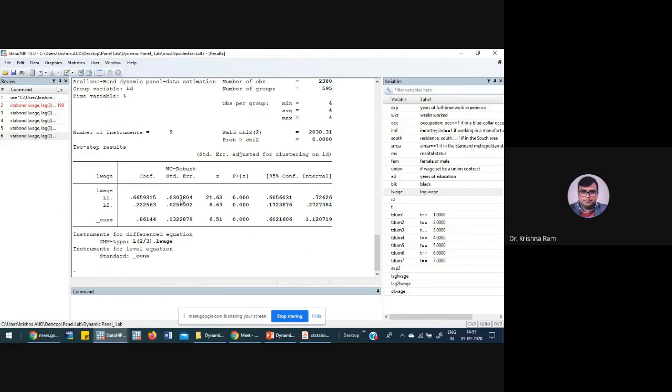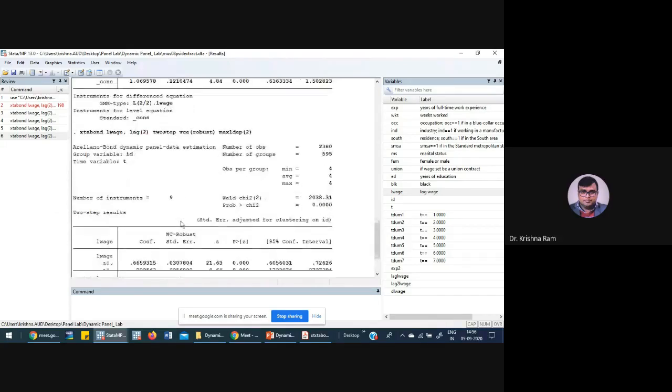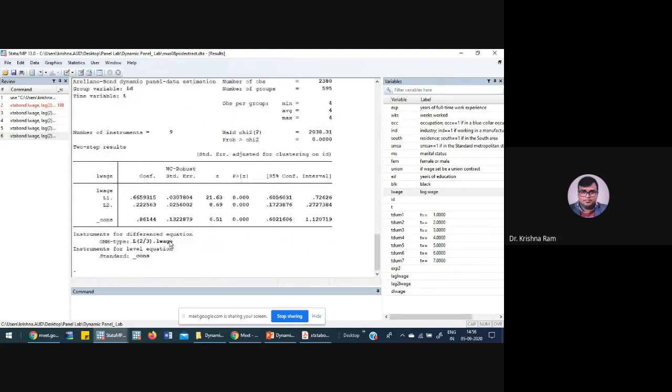Sir, yes sir, even the standard error is changing. Yes, of course, the standard error is also changing. So both the coefficient values and standard errors are changing.